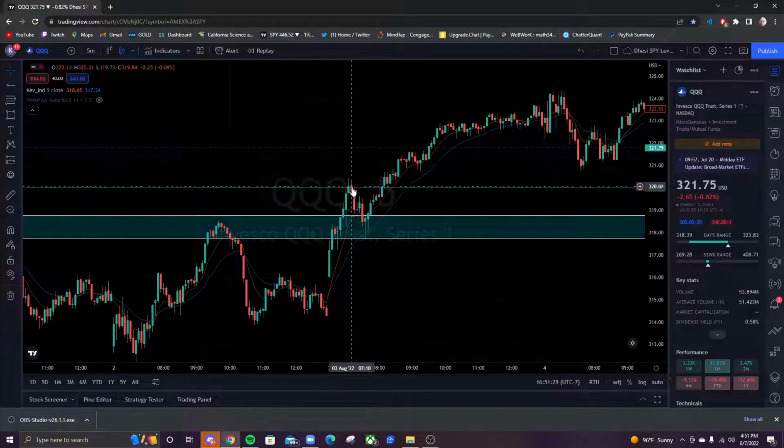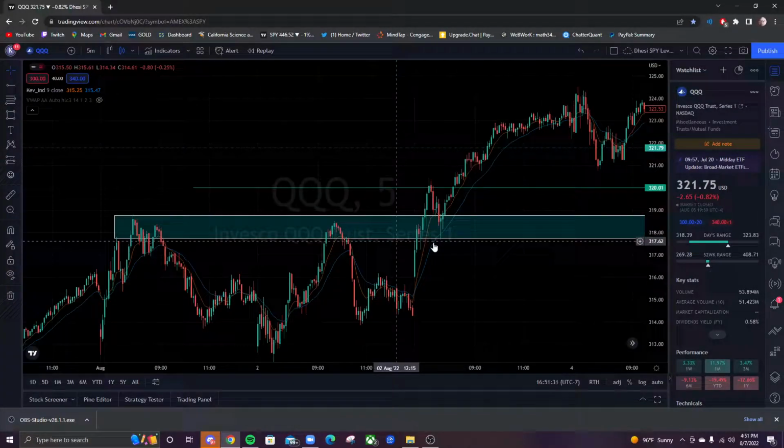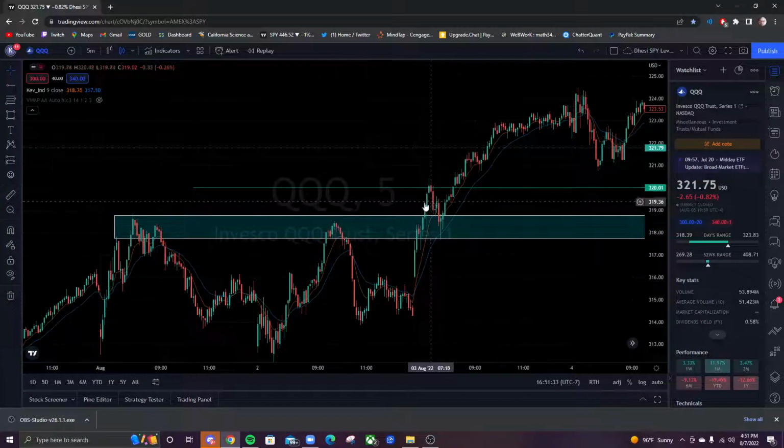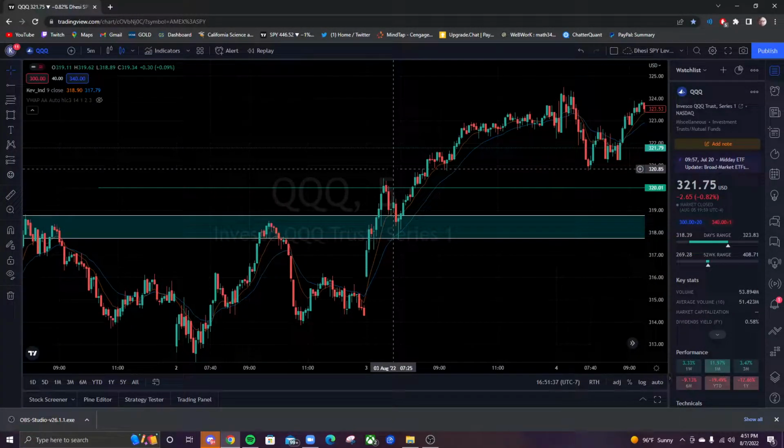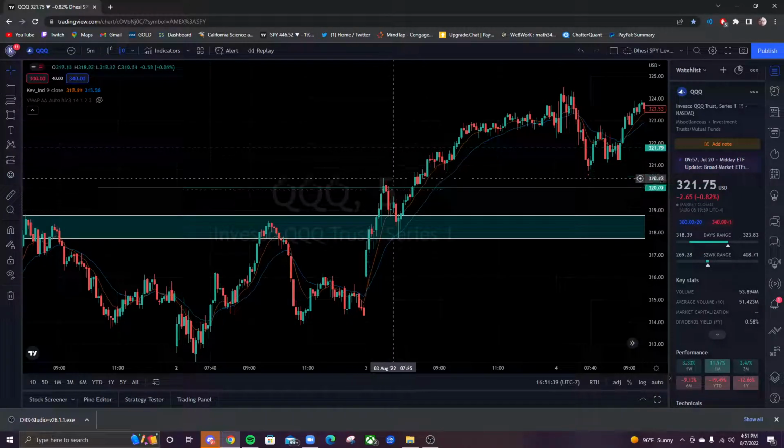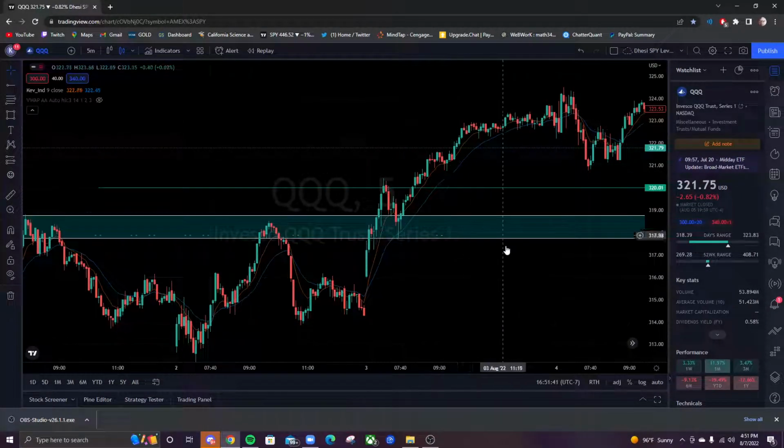We needed a healthy pullback anyways. We were so overextended at this point. We needed a pullback, and we needed to retest the zone. You do not want to be chasing calls. You could play the breakout of the zone, but I feel like it's more risky compared to playing the retracement of the zone and then playing the pushback up.